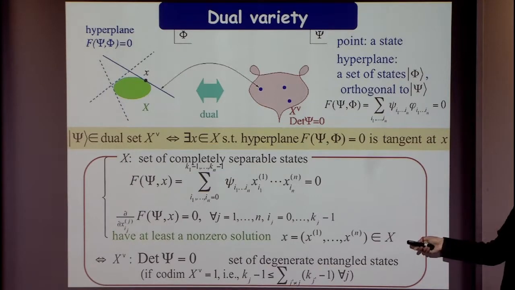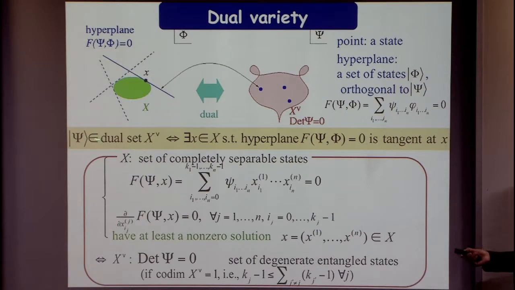We consider the set X, and for our case, we define X to be the Segre variety, namely the set of completely separable states. The dual variety is defined in such a manner that a state is included in the dual variety if there exists a point on the Segre variety where the hyperplane is tangent to this variety X. Usually I try to explain the meaning of the hyperplane. This is the set of states orthogonal to psi in this picture, but probably you are much more familiar with this definition.